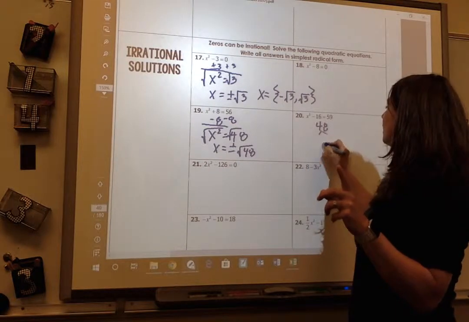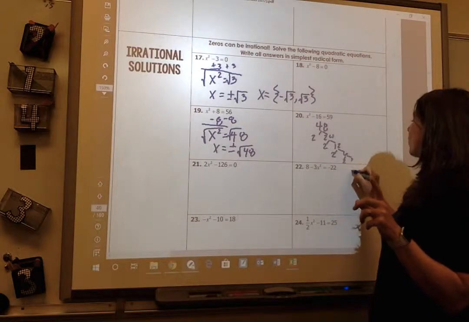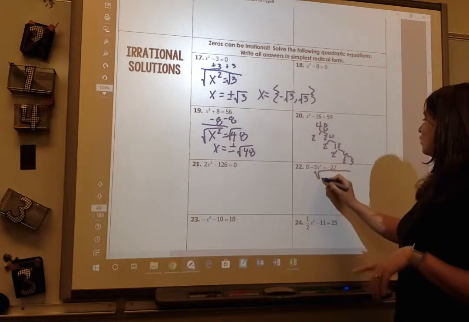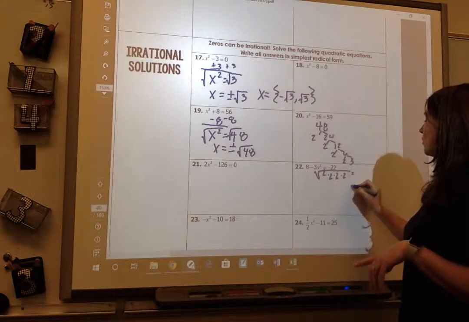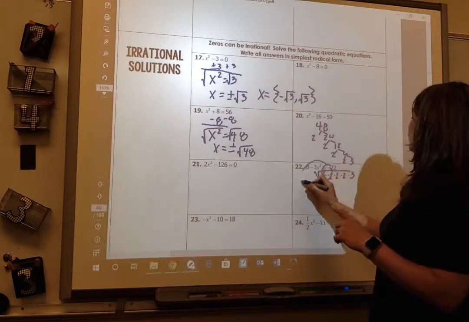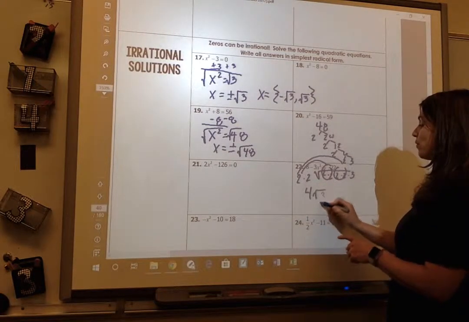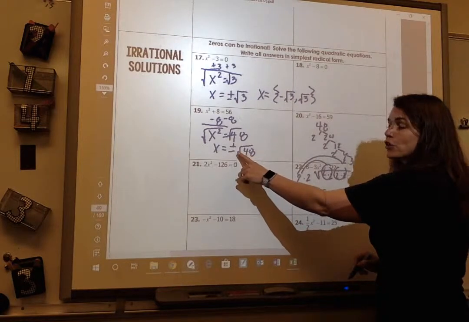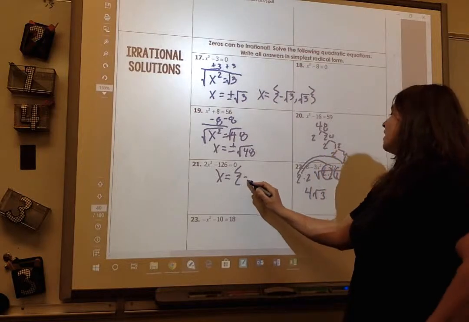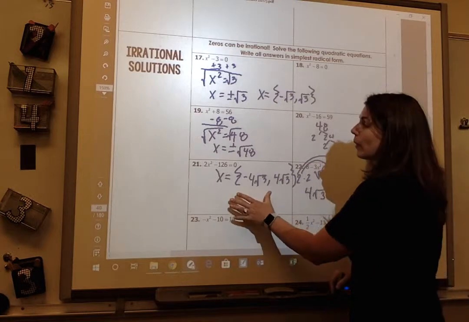We took the tree, 2 and 24, 2 and 12, 2 and 6, 2 and 3. Remember doing this? And then I said underneath I have 2 times 2 times 2 times 2 times 3. And it took a group of 2 to go outside. So this 2 goes outside and this 2 goes outside, which is 4 square roots of 3. So the simplified version of square root of 48 is 4 square roots of 3. But remember, it's negative 4 square roots of 3 and a positive 4 square roots of 3. So that's how I want your answer.